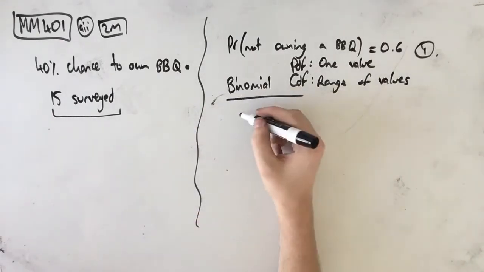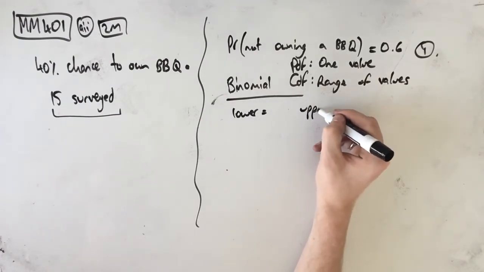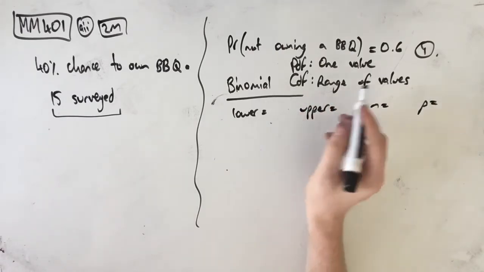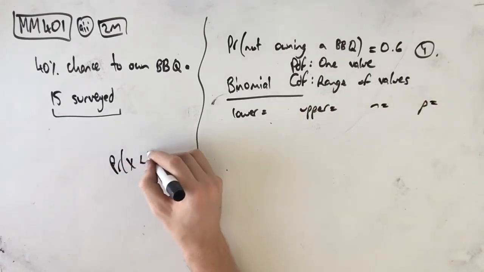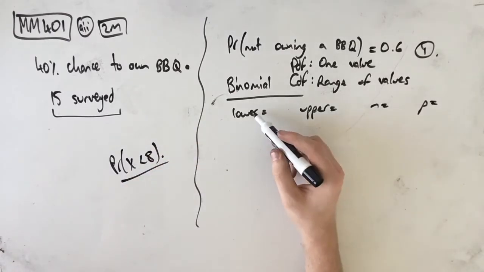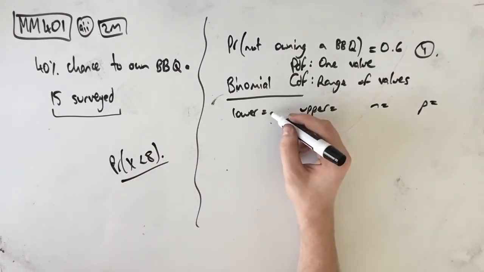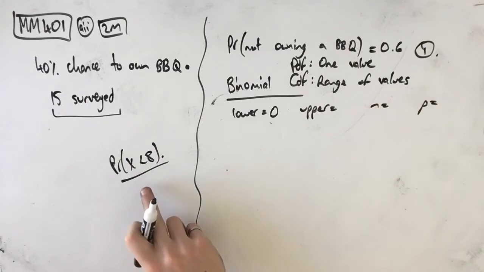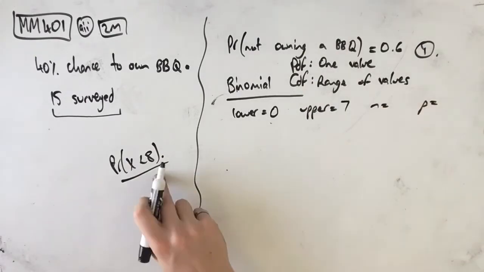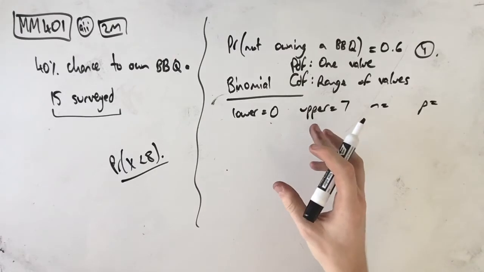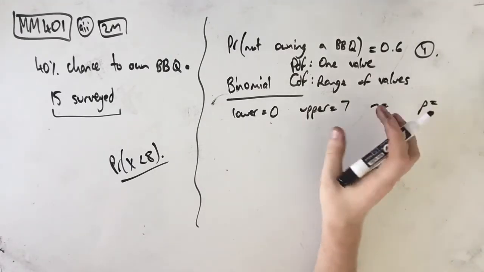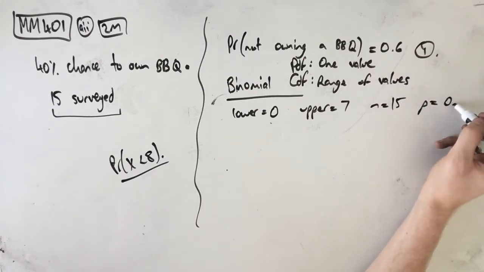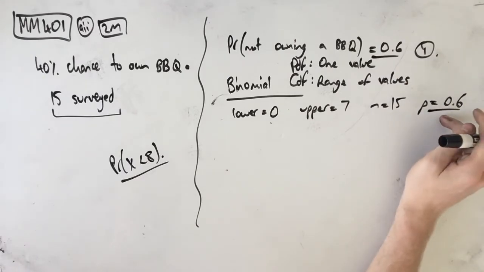So with our binomial Cdf, we're asked for a lower, upper, n, and p. So our lower bound is going to be 0, because we're looking for less than 8. So our lowest possible number of people not owning a barbecue is 0. The upper bound is 7, because we've got less than 8, and the highest number that's less than 8 is 7. It has to be a whole number in binomial. N is the number surveyed, which is 15, and P is 0.6, because the chance of not owning a barbecue is 0.6.